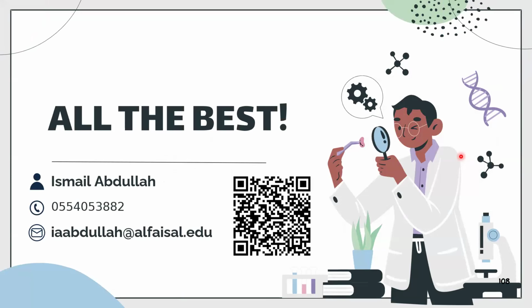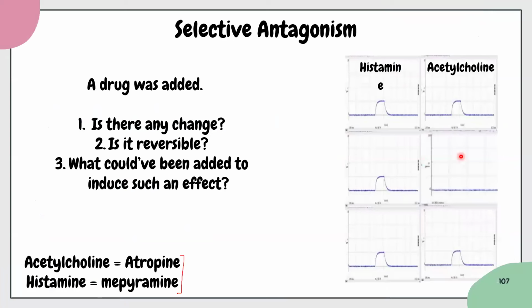For the last question, sorry, but will they give us the drugs that have selective antagonism, or do we have to memorize them? Yes, you have to memorize them. There are only two pairs: acetylcholine with atropine, and histamine with mepyramine. If you open the pharmacology lab material, these are the only drugs they've been repeatedly using, and even in past exams it's always histamine, acetylcholine. So it's better to know them because it has been asked before. Okay, thank you. Most welcome.